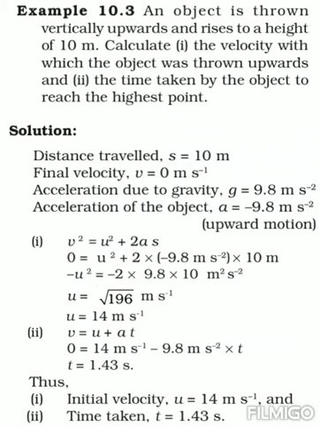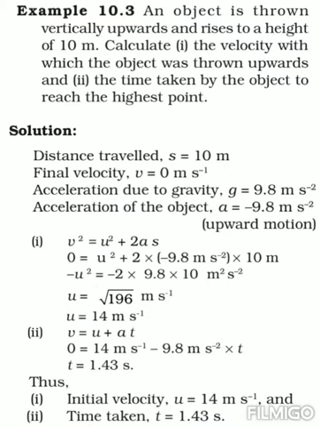Dear students, now we are going to discuss the class 9th gravitation chapter, NCERT example problem number 10.3. See the question. An object is thrown vertically upward and rises to a height of 10 meter.